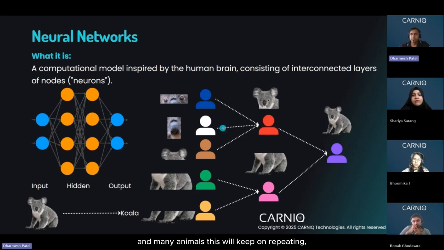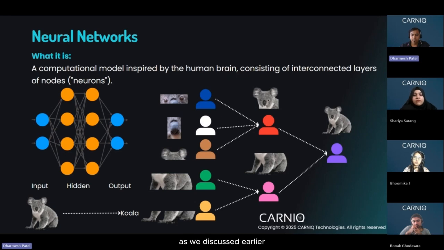This will keep on repeating, and at one point they will be mature enough to understand that okay, this image is from a koala or not. So this is how the neural network works, just by analogy. Of course, the mathematics behind it is complex, and the purpose is not to explain that in detail, but just to give an overview. This is how the neurons are communicating, or how it is learning.